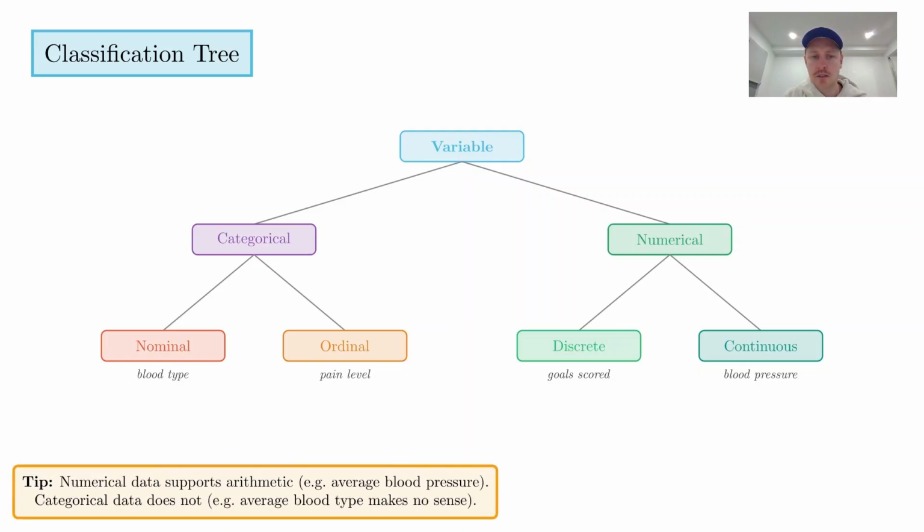Okay, just an extra tip here, numerical data supports arithmetic. So you can take something like the average blood pressure, but categorical data does not. To take the average of blood type makes no sense, because you're either A blood or B blood, or A positive or A negative. To take an average of that would not make any sense. So when we start talking about measures of center and spread and all those sorts of things, we're talking about numerical data.